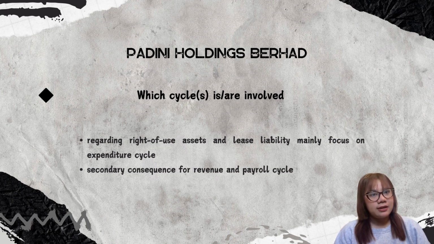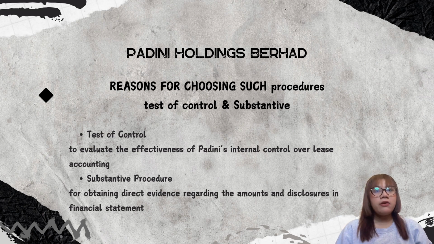right of use asset. With the implementation of IFRS 16, PADINI is required to recognize leases on its balance sheet, which has significantly impacted its financial reporting. The complexity of lease agreements and the need for accurate estimates of lease term and discount rate present inherent risk of material misstatement. Next, audit procedure.